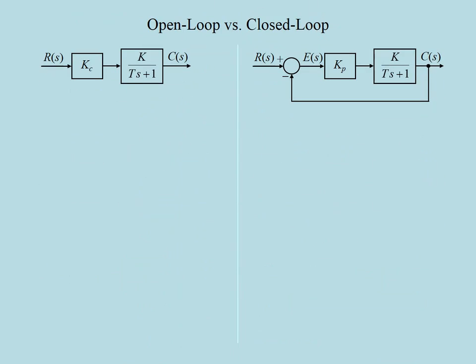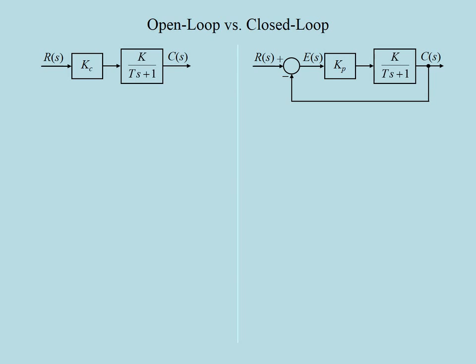Lastly, let us compare the open loop and closed loop control strategies from a steady-state point of view. On the left, we have an open loop controller which is controlling a first-order system with a time constant capital T and gain capital K. On the right, the same system is under feedback control. Both controllers are simple amplifiers of gains Kc and Kp respectively.